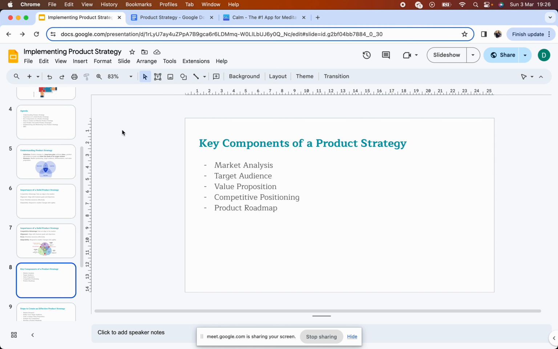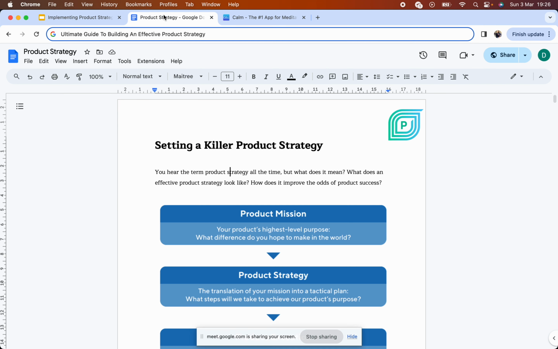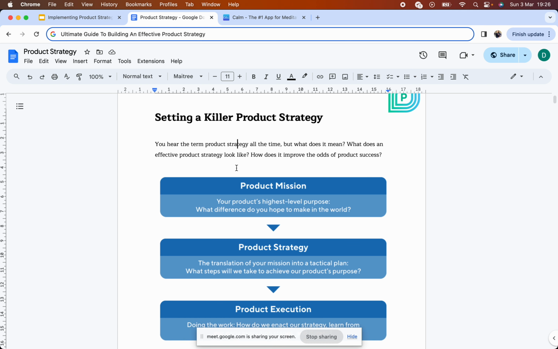Product strategy is something that, as PMs, if you call yourself a product manager, you need to be an absolute expert in. This is your bread and butter. And in this class, we're going to make sure that everyone here is an expert, and in doing so, look at how you can set a killer product strategy.